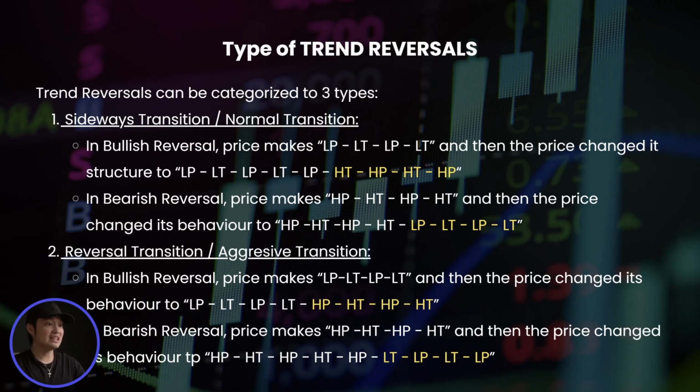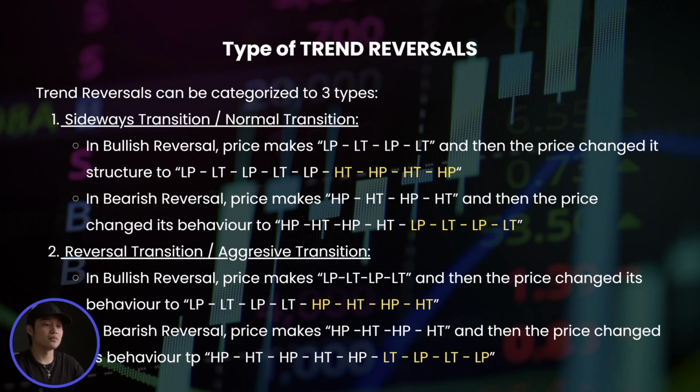Well, okay, first, in the bullish reversal, the price makes lower peak, lower trough, lower peak, lower trough as usual, and then immediately the price makes a higher peak. Okay, the price immediately makes the higher peak, or you should say the change of character. The change of character happens when the price breaks its previous lower peak. And then the price makes the higher trough, higher peak, and then the continuity of the bullish reversal is on the higher trough.